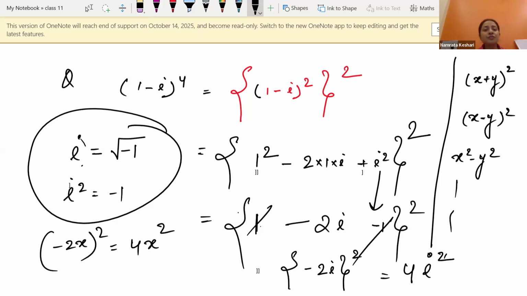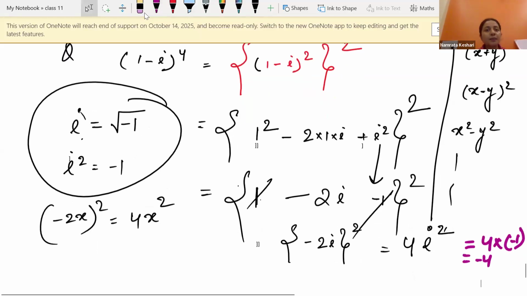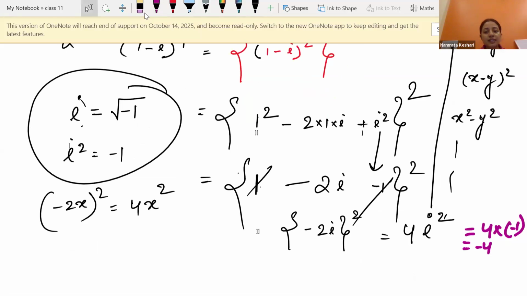Now wherever we see i square, we will put the value minus 1, because this result is really important. The value of i we will not put. Why? Because we want the standard format, that is a plus bi. That's why i we will not touch and will not disturb. But i square we will put the value. So 4i square we are having, so 4 into minus 1, and the result is minus 4. But we are supposed to write it in the standard form, that is a plus bi format. So we can say minus 4 can be written as minus 4 plus 0 into i.